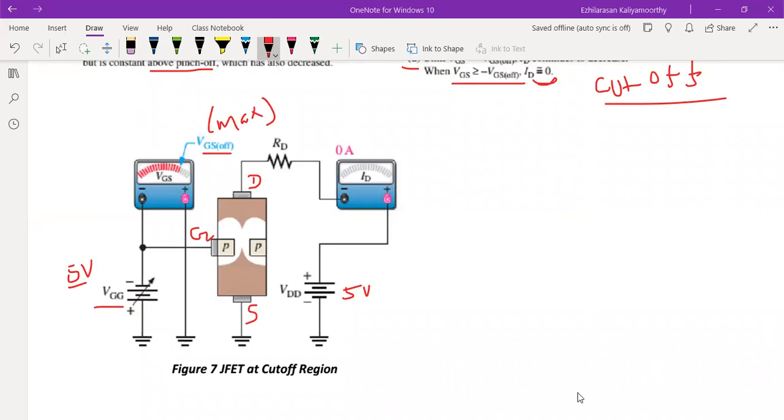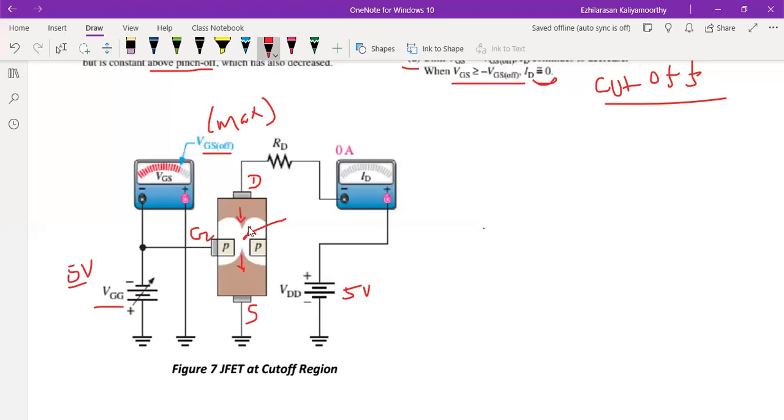So now we can see in this, what happened when VGS is equal to VGS(off), meaning the maximum voltage when you give it, automatically what will happen? Due to that, we can see over here, this is the place which I'm showing. This is nothing but your depletion region width. We can see here, there is no channel path actually here.